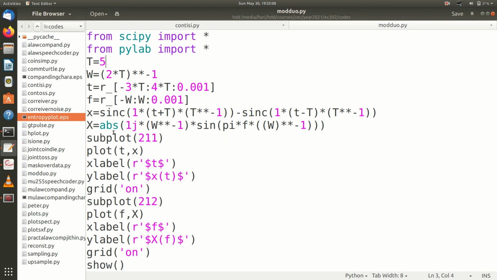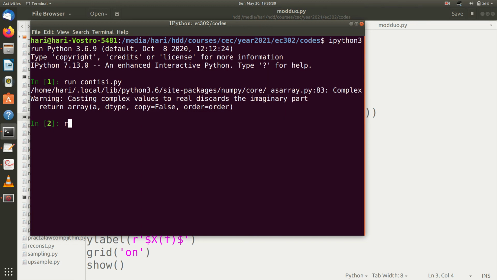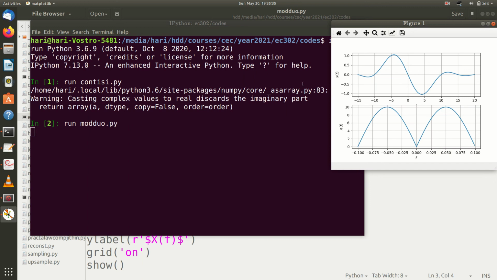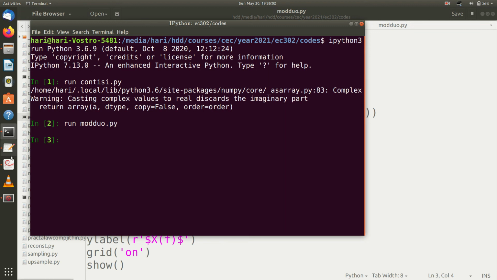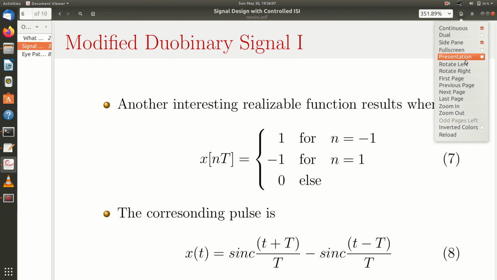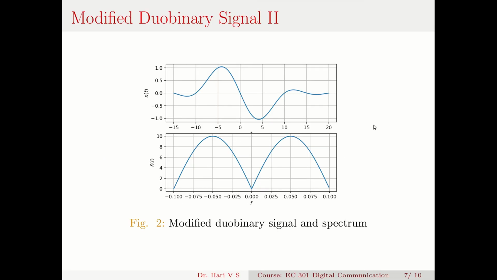And this is the value of capital X(f), that is the absolute value of this into sin(pi f) divided by sin(pi f). So I plot this. Here I run. Here you can see this is my modified duobinary pulse, and this is the spectrum of the pulse. This is the spectrum with a total width of minus 0.1 to 0.1 with a 0 in the middle. At f equal to 0 I have a 0 here. So this is a modified duobinary signal, and this is how we demonstrate that. This is the modified duobinary signal and spectrum.